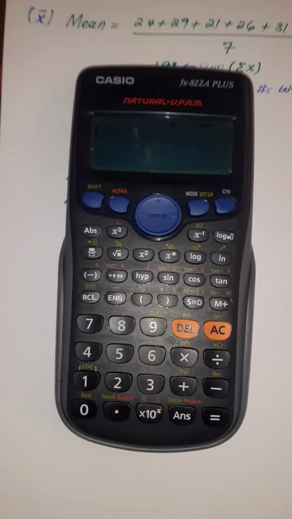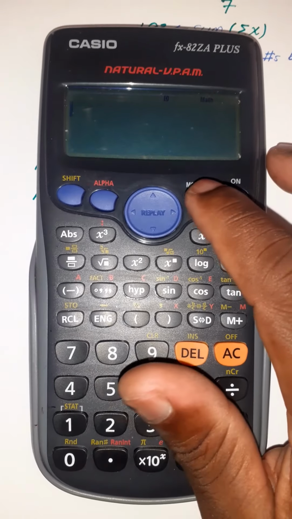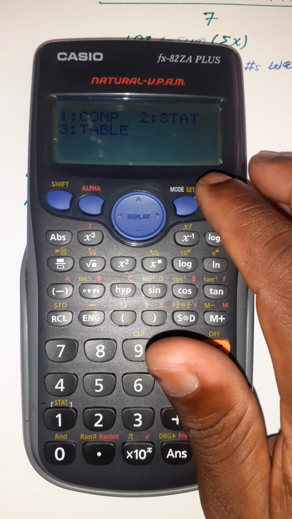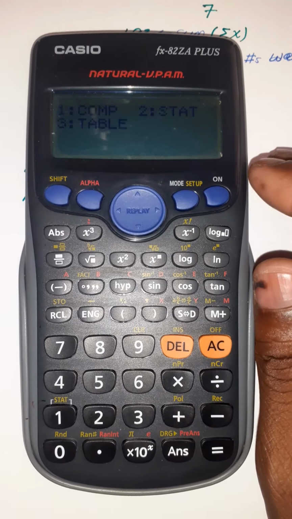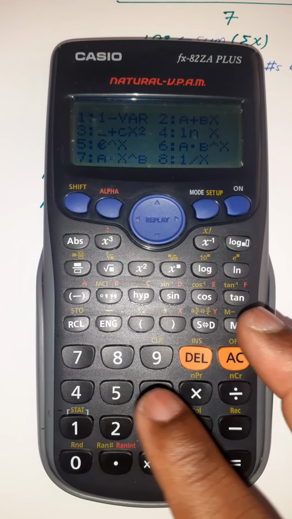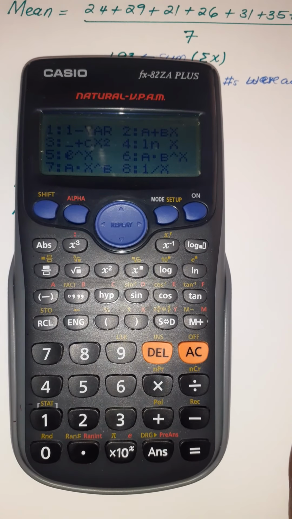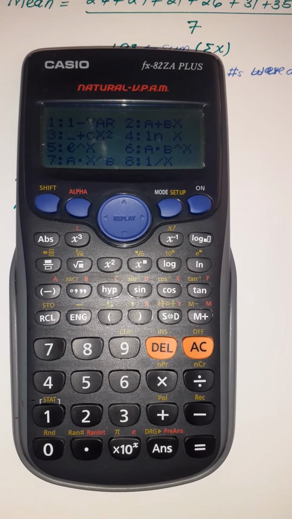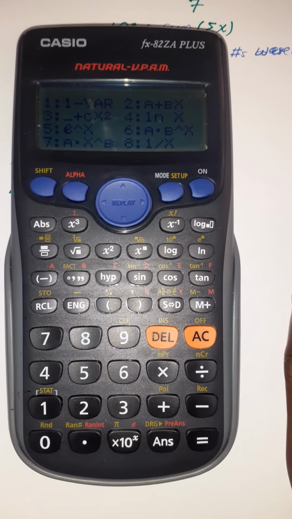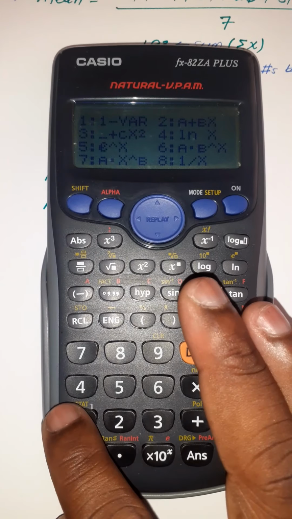Since we are dealing with statistics, we have to go to mode, and then what we can see there is the number 2 showing us that. If we press 2, you can see there are 8 options. We only want to get the mean, the sum, the minimum and the maximum, so the only thing that we need to do is to press 1.